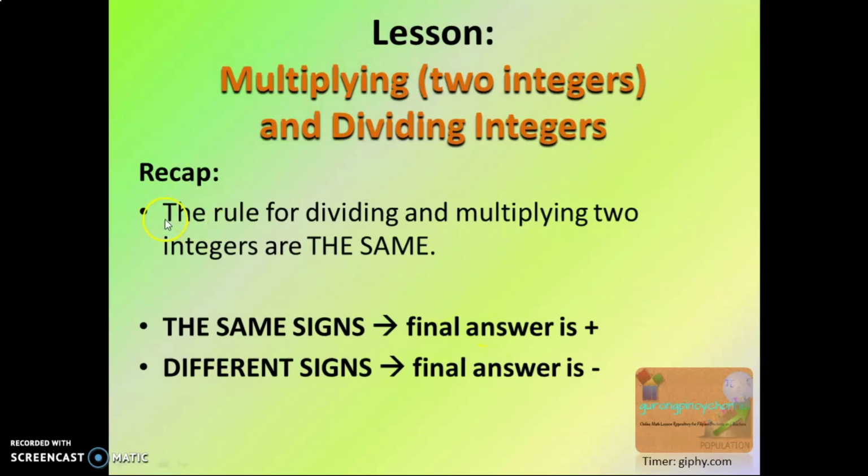Okay, so let's have now a recap of our lesson. The rule for dividing and multiplying two integers are the same. Take note of that. So parehas yung rule natin ng pag-divide at pag-multiply ng two integers. Okay, so what are the rules? If we are multiplying two integers or dividing integers with the same signs, the final answer is always positive. And if we are multiplying two integers or dividing integers with different signs, then the final answer is always negative. So that's all for our lesson for today.